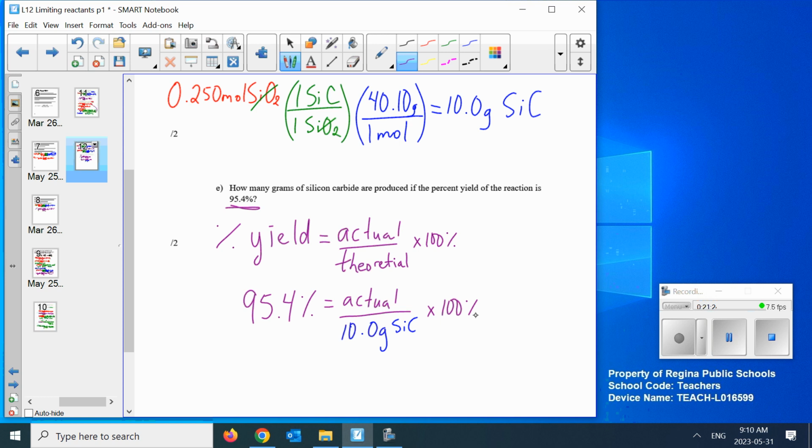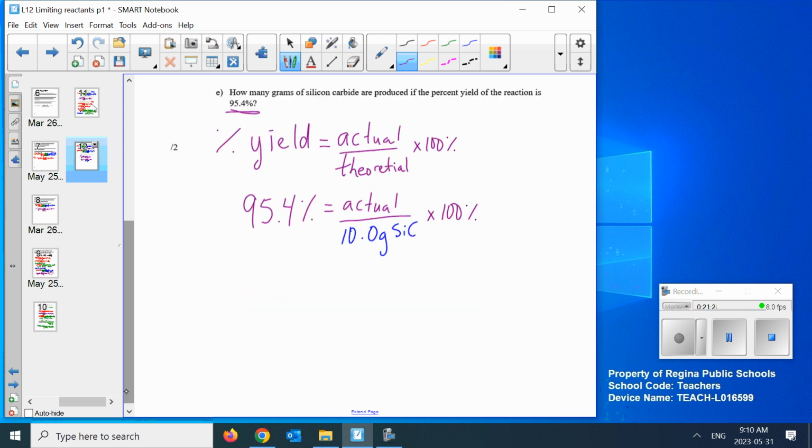Now, I'll do 2 or 3 steps. I was going to just jump to the answer, but if we divide both sides by 100, that gives 0.954. Then I cross multiply. I want to get actual yield all by itself. So I multiply 10 by 0.954, which is 9.54. That's 9.54 grams of silicon carbide.